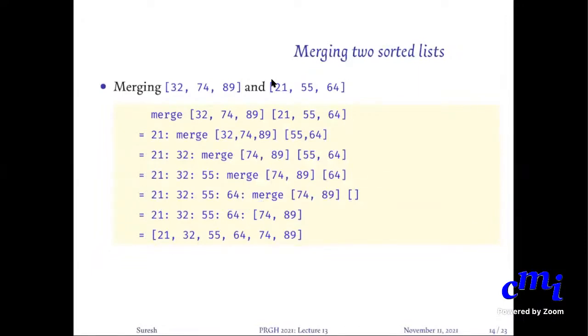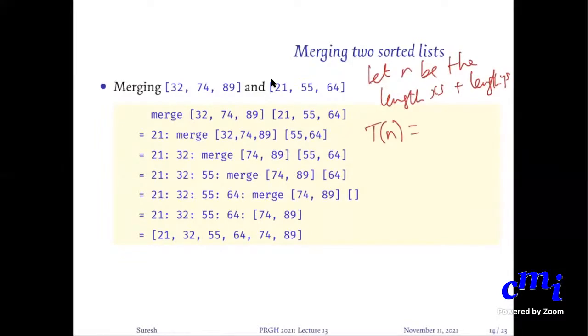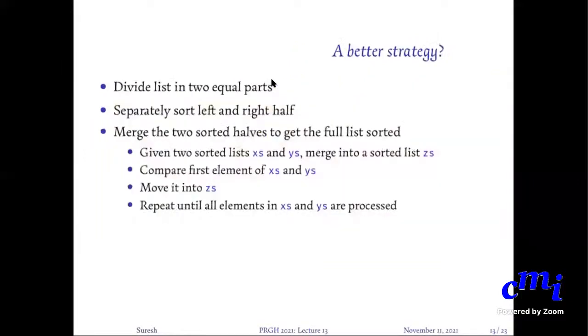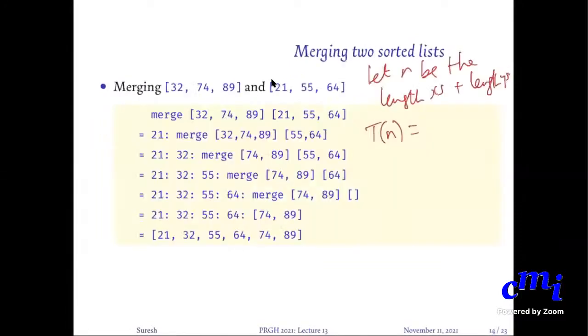Okay. So if you want to look at time taken, let n be the sum of length xs plus length ys. So T of n is, in general, you make one recursive call, right? Because you have a merge, you make one recursive call. From there, you make another recursive call. From there, you make one recursive call. There is at most one recursive call.